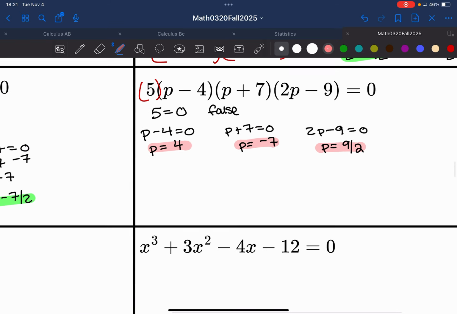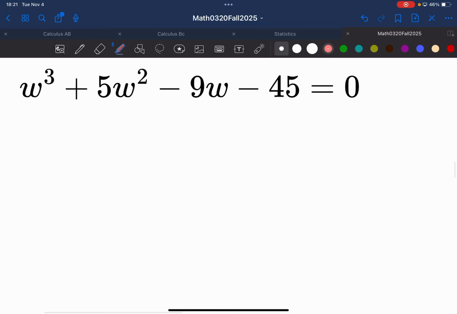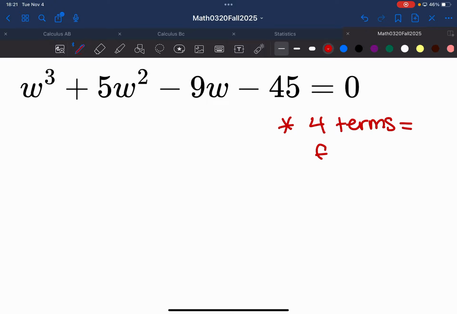Okay, now we have the last couple. Another one that looks different because instead of 3 terms, we have how many terms? 4. And anytime you have 4 terms, you should always do what? Factor by grouping, always. I'll make that note again on the notes. 4 terms equals factor by grouping every single time if you have 4 terms.